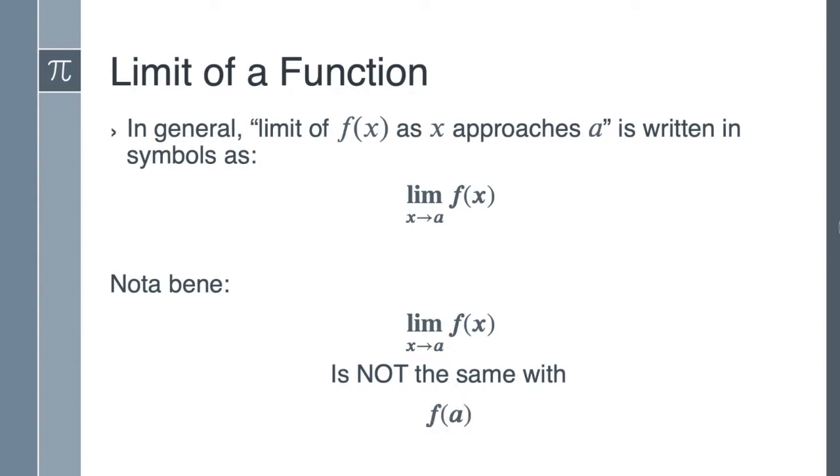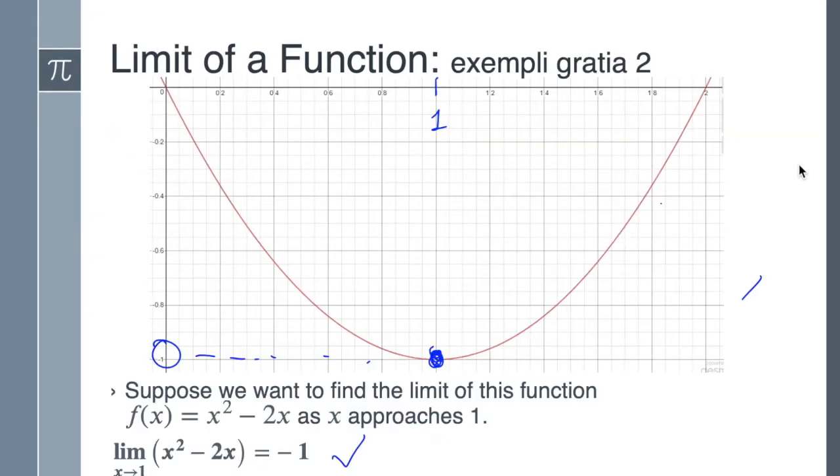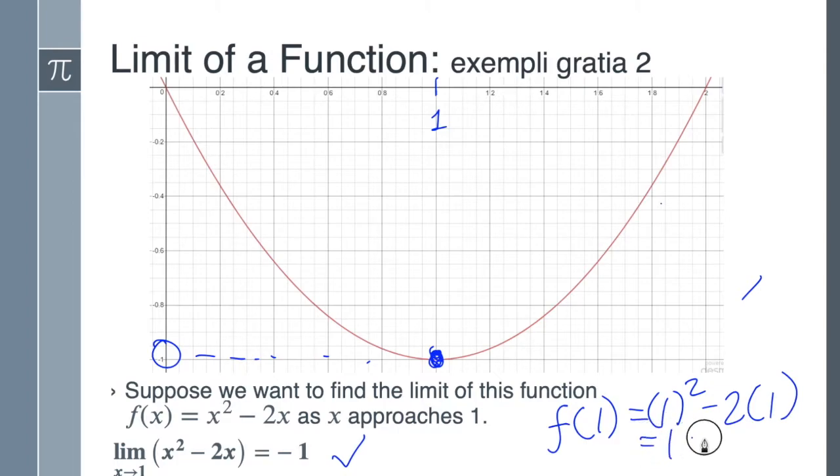You may be tempted to say that it's just substitution because, if you're going to substitute it here in this example, so what is f of 1? We have 1 squared minus 2 times 1. So we have 1 squared is 1. This is minus 2, this becomes minus 1, right?